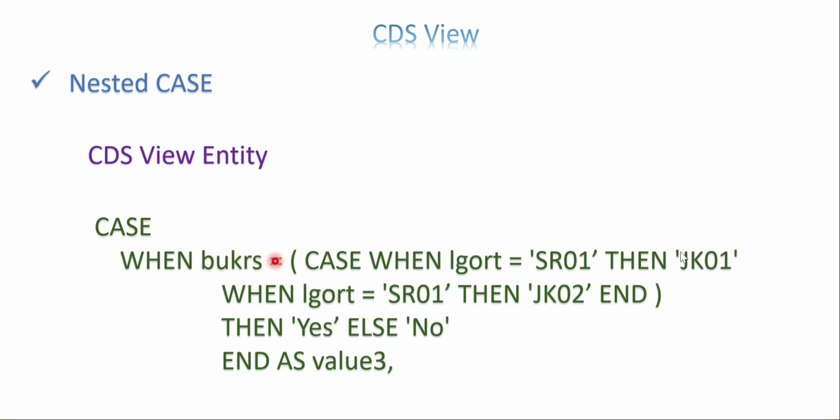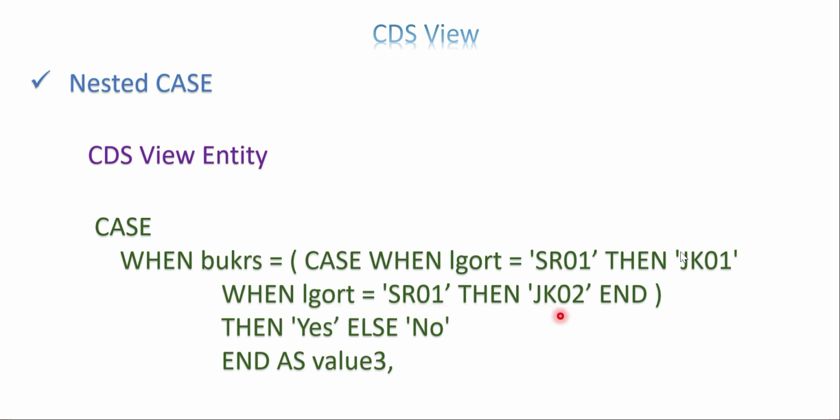So here, the result of this case statement is going to be the value of my when condition. Okay. So here one more case statement is opened with the help of the parenthesis. Within the parenthesis, you have to make all your case statements. So case when, this is the first one. If it is this storage location, then I'm going to have JK01 as the company code.